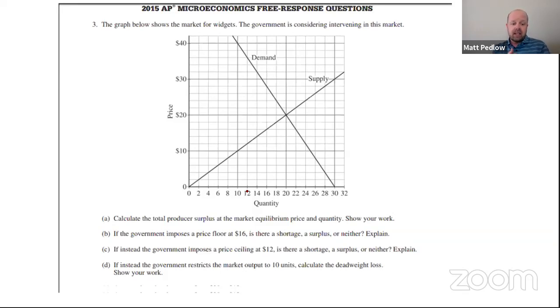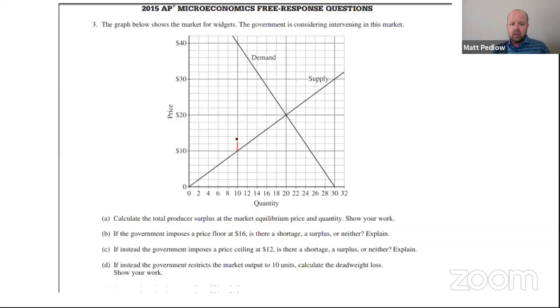And then last but not least, D, if the government restricts the market output to 10 units, calculate the deadweight loss. Okay, so here we are on what we've done today, this whole idea of efficiency. They talked about price floors, price ceilings, and now they want to know how you find your deadweight loss. Remember, this is allocative efficiency, and we're going to move away from that. At the market equilibrium, 20 people want to buy the good. Now they're going to restrict it to 10.